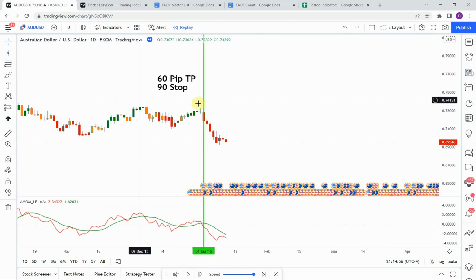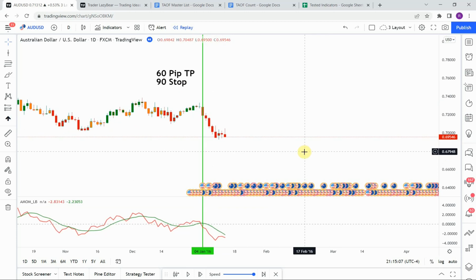All right, so we pick up our first signal. It is a short signal right here. You see that we get that red bar, nice long red bar, and then we get a nice push to the downside there, which does come down and get us to our take profit. Let's go ahead and continue on.